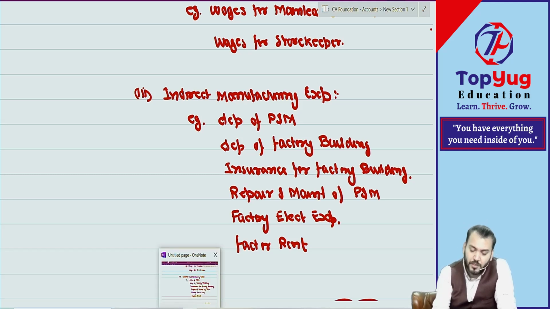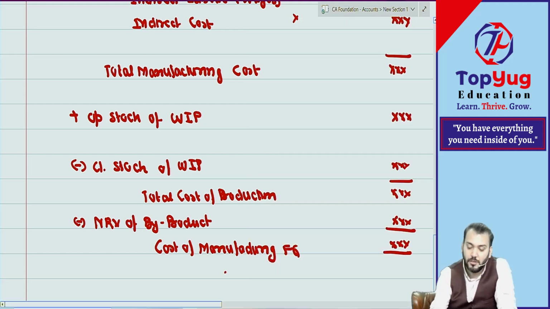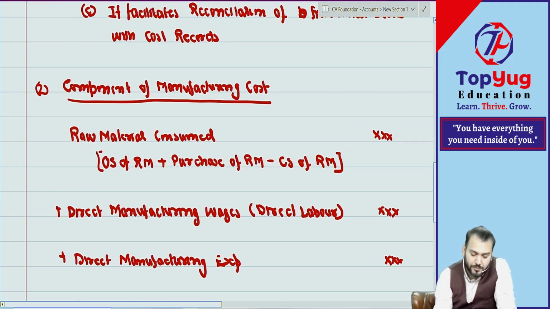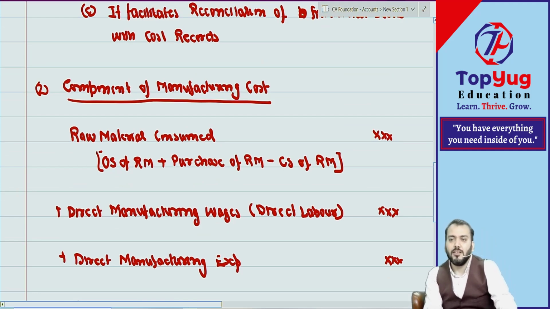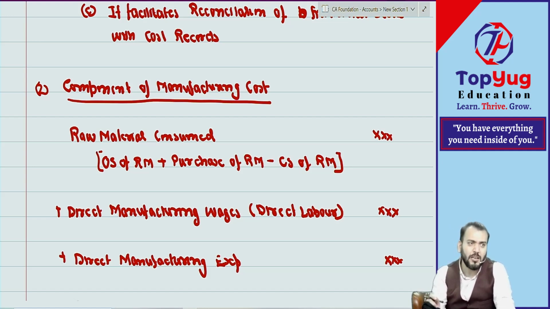I have just written it in the way it is required for the manufacturing account. Understood this point? So simple. Raw material consumed plus direct manufacturing wages plus direct manufacturing expenses plus production overhead. Production overhead means indirect material, indirect labor, indirect cost. Then this will become total manufacturing cost. From that we adjust opening and closing stock of WIP, so plus opening stock of WIP minus closing stock of WIP. From that we deduct NRV of byproduct if given in the question. That will become cost of production.